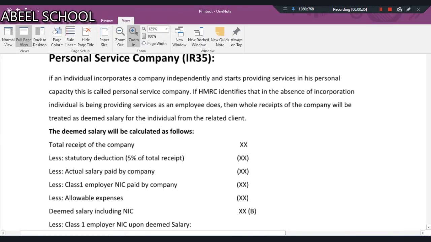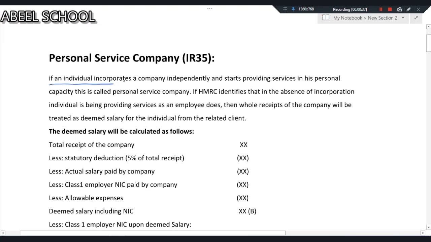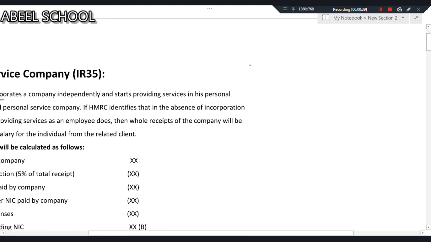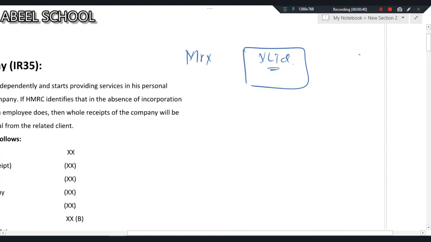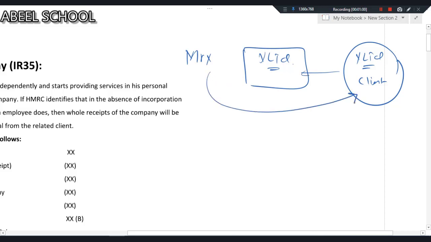Now, what is this personal service? If an individual incorporates a company, for example, Mr. X has incorporated, let's say, X Limited. Now, what is happening? Let's say there's Y Limited, the client. For example, Y Limited needs services from X Limited, and X Limited sends Mr. X for providing services, and Mr. X is the only employee of X Limited. That's it.